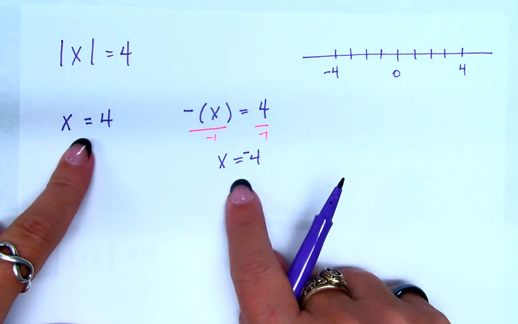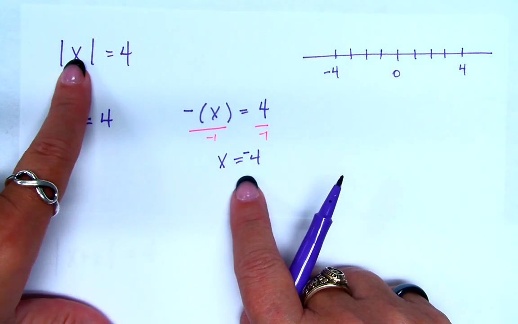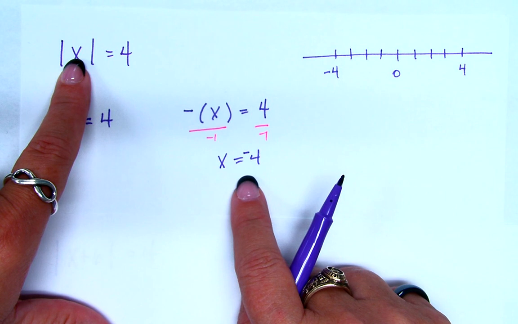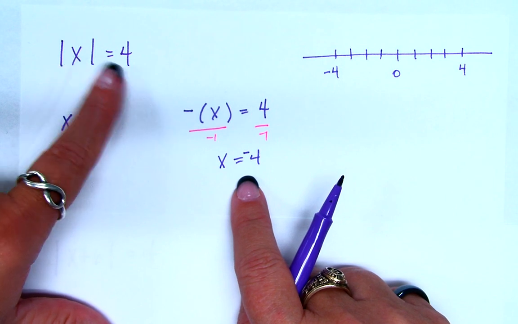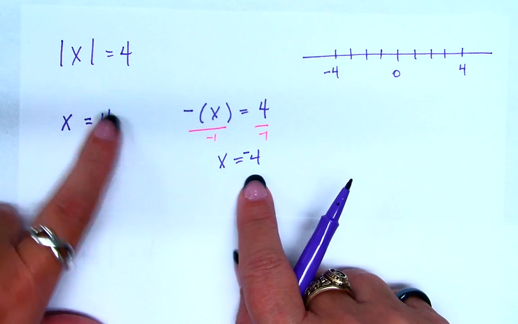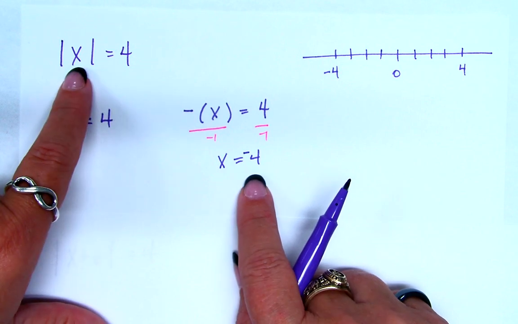So, are these both right? What's the absolute value of 4? 4, right? Is 4 equal to 4? What's the absolute value of negative 4?